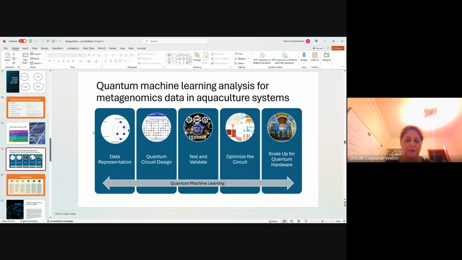Once the quantum circuit design is optimized and validated, we run the analysis on a quantum processor. We adapt the circuit for the specific quantum hardware architecture and constraints to perform real-world metagenomics analysis using quantum computing resources.